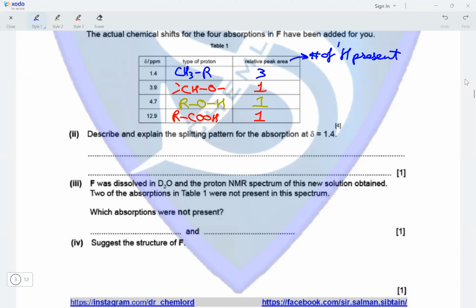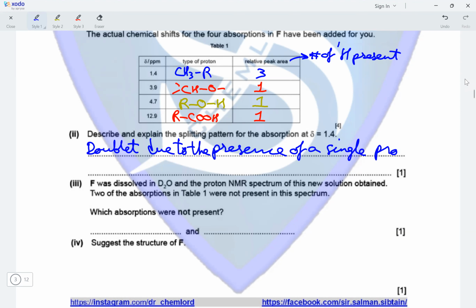Describe and explain the splitting pattern for the absorption at chemical shift of 1.4. It is a doublet due to the presence of a single proton in its adjacent chemical environment.